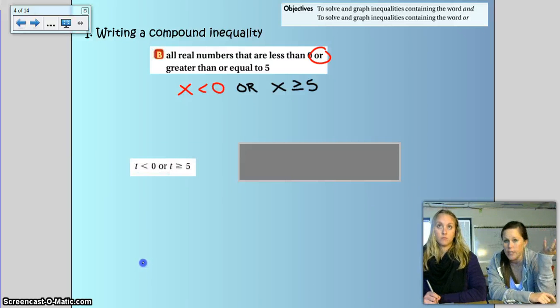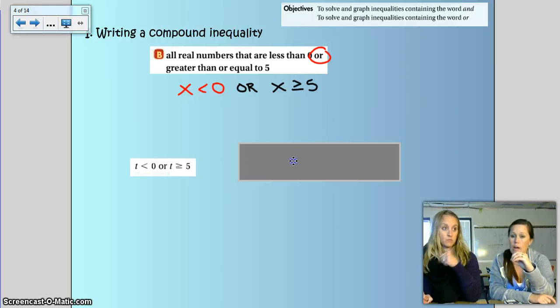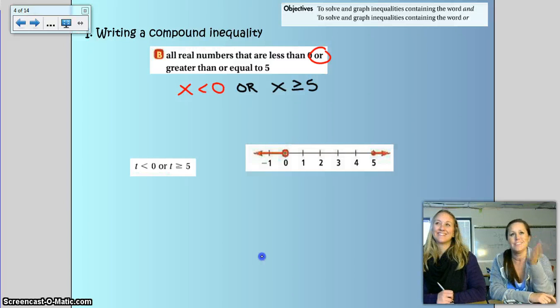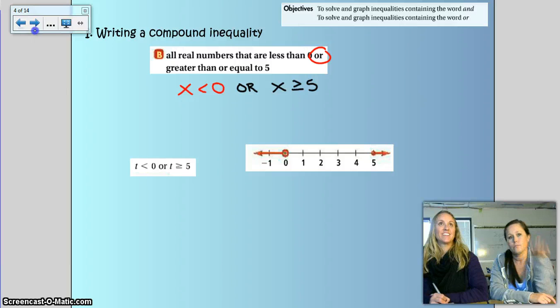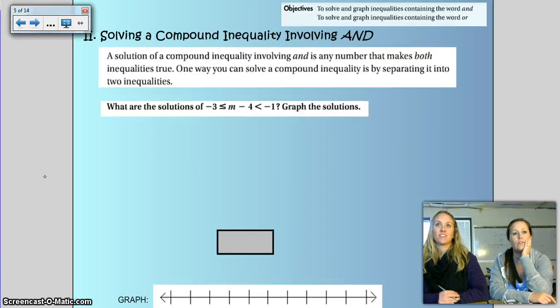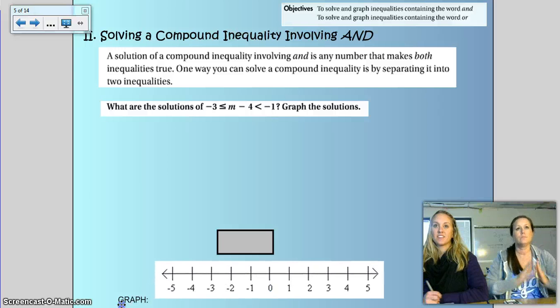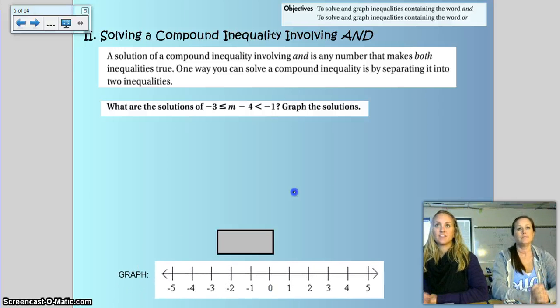They're using T, I don't know why. And then you graph it. So you're going to put an open circle. Start with this. Open circle at zero. And you're going to shade left, because it's going that way, less than, and then a closed dot at 5. Got it. Not hard. Let's move that graph up a little bit.